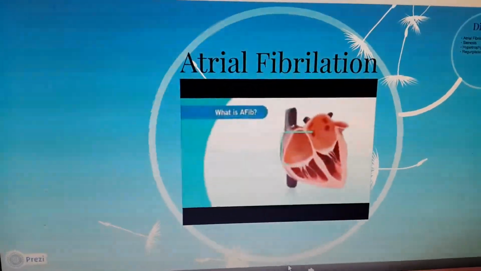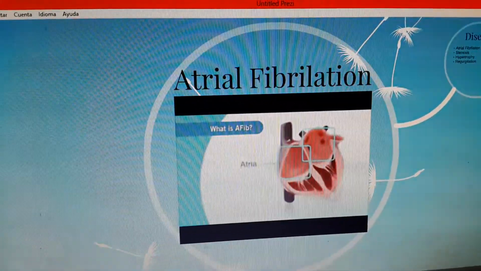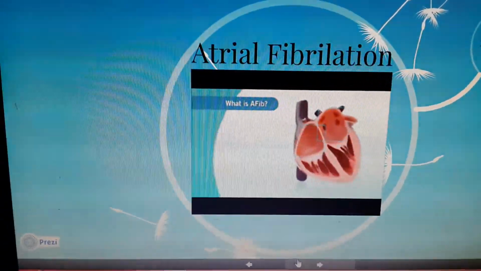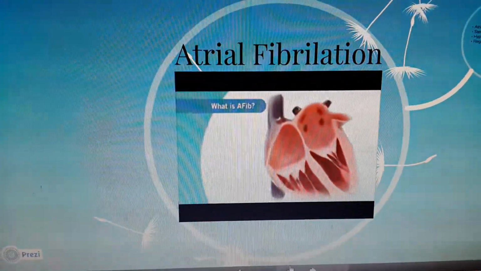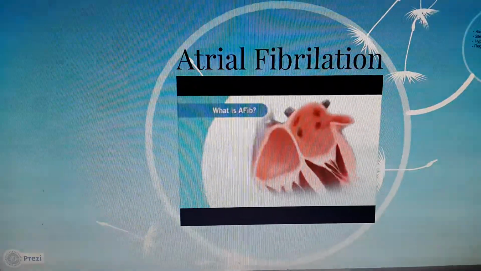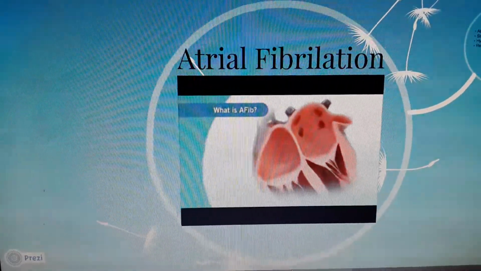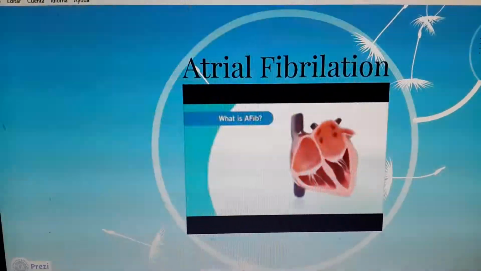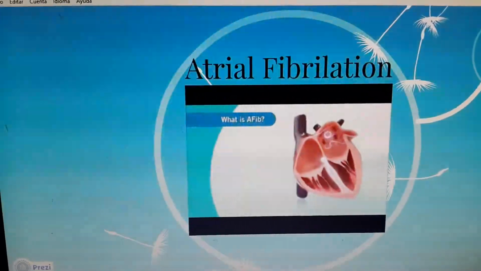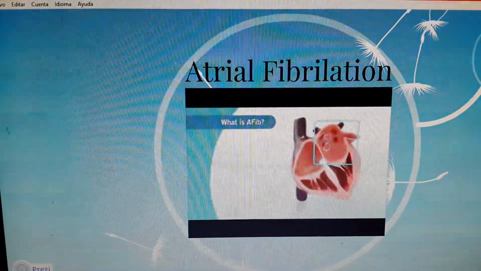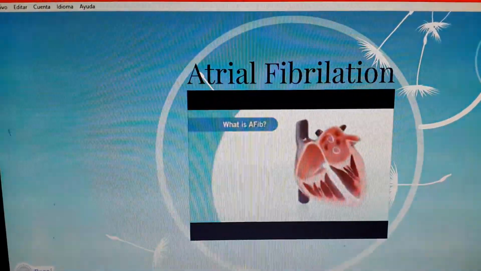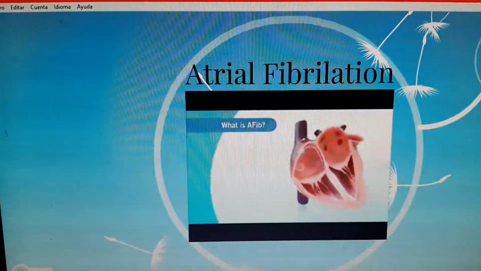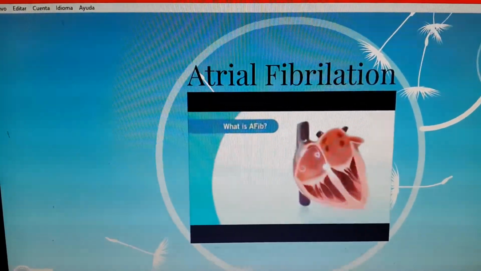In AFib, the top two chambers of the heart, or atria, beat very fast and in an irregular pattern that is out of rhythm. Notice how the atria appear to quiver and are uncoordinated. Due to this irregular pattern, the atria do not coordinate with the ventricles, and the heart is out of rhythm. AFib occurs when electrical signals start in the wrong place and misfire. The faulty signals cause the atria to quiver and not contract completely. Notice how the signals spread in a rapid, disorganized way.